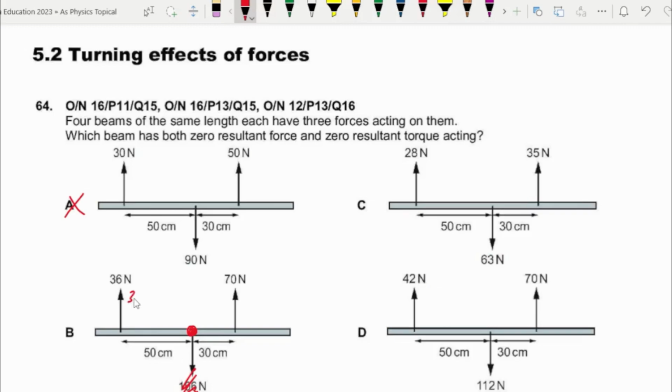How do you do that? 36 times 50. And for the right side, 70 times 30. Now for all these options, you need to figure out for which one of these three you have the moment of force clockwise equal to the moment of force anti-clockwise. And it would turn out that D is the only option in which you have clockwise moment being equal to the anti-clockwise moment. Okay, just hit it on the calculator and you'll sort it out by yourself from here.